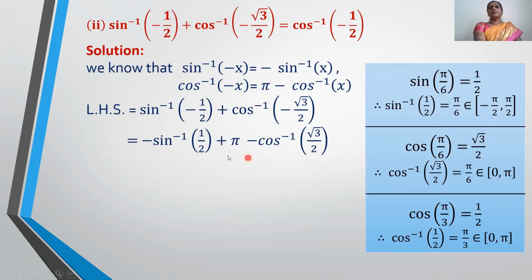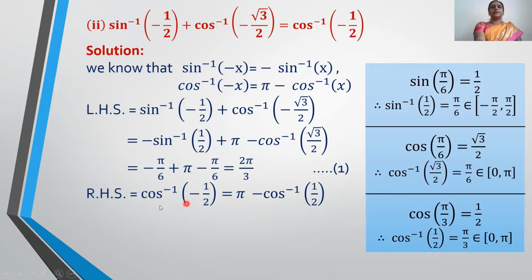You keep in the next step value of sin inverse half and cos inverse root 3 by 2. Therefore, this minus sign as it is, value of sin inverse half pi by 6, plus pi as it is, and value of this minus sign also as it is, and value of cos inverse root 3 by 2 pi by 6. Now after simplification, this is 2 pi by 3, and treat this as equation 1.